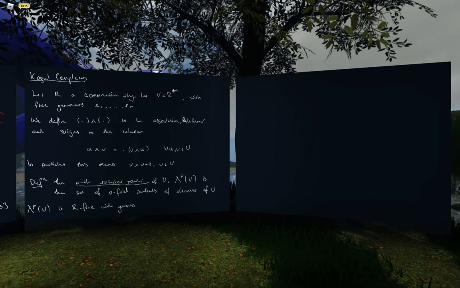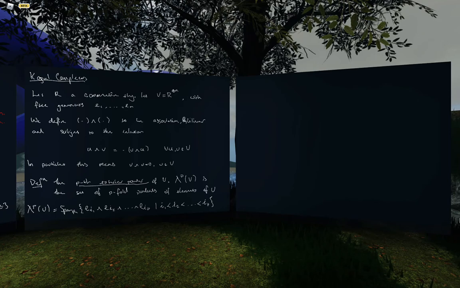I hope I can fit this in. Maybe I'll write this like this. All p-fold wedge summands of the generators of V, such that the indices are strictly ascending. Right, so I1 is strictly less than I2, is strictly less than etc., all the way up to IP. Right.